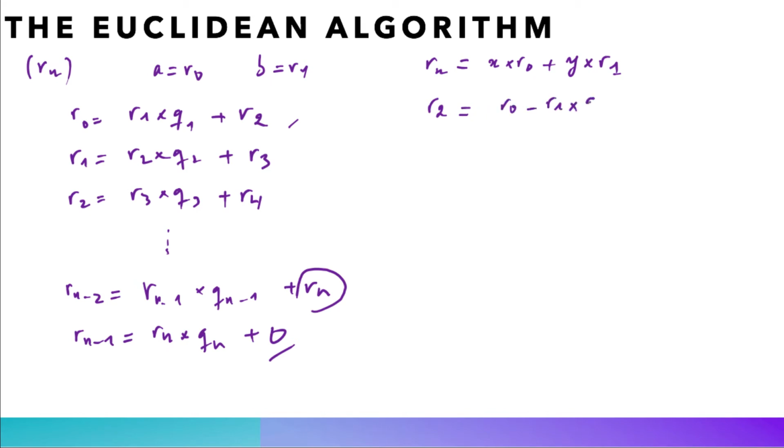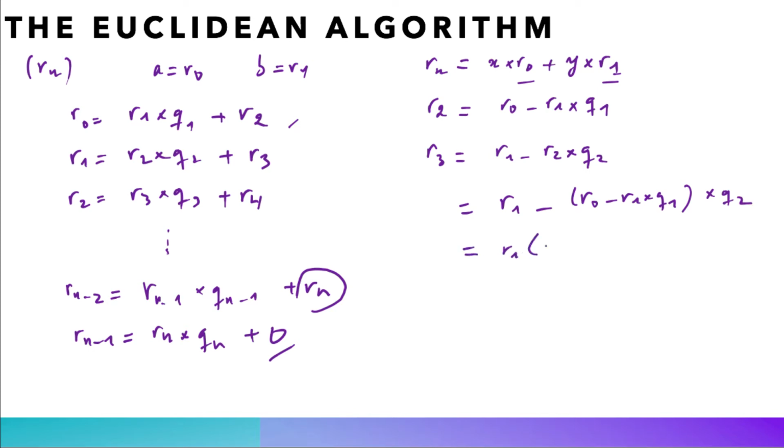R1 times Q1. Now we solve the second equation in R3 to find that R3 is equal to R1 minus R2 times Q2. And since I would like only an expression in R0 and R1, I will transform R2 by using this one here to find that R3 is equal to R1 minus (R0 minus R1 times Q1) all times Q2. Now if you simplify a little bit further, we find that this is equal to R1 times (1 plus Q1 times Q2) plus R0 times (minus Q2).